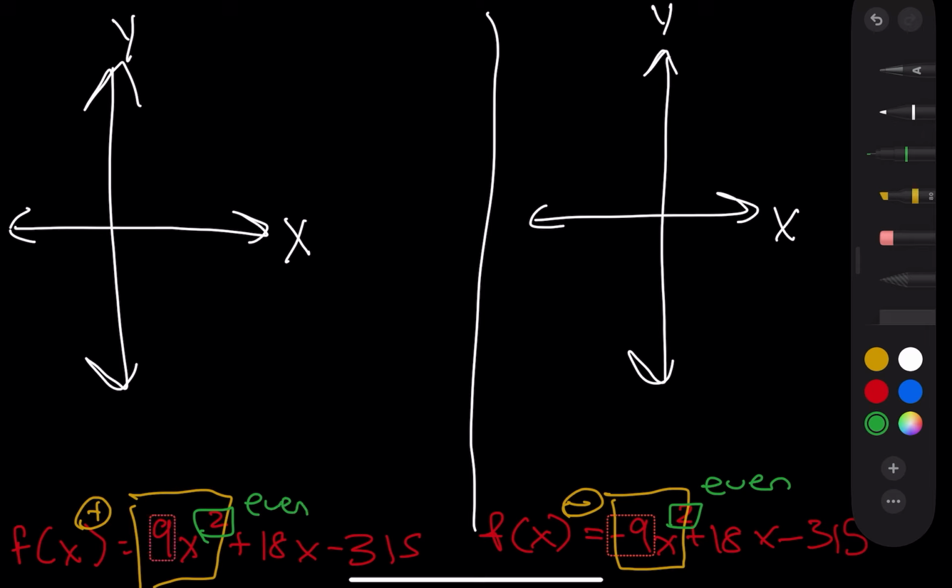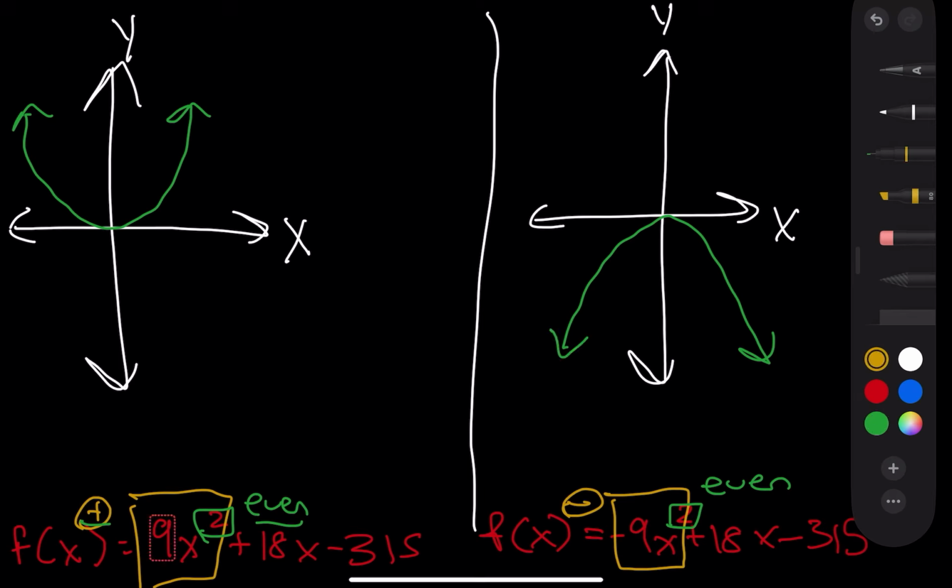meaning that the shape of this graph is going to end up looking like a parabola because it's a quadratic. When it's a parabola and it's positive, it's going to look something like this. Sorry for my bad drawing, guys. Since it's even and positive, the parabola is going to open upwards. But since it's negative in this other example, the parabola is going to go downwards, like this.